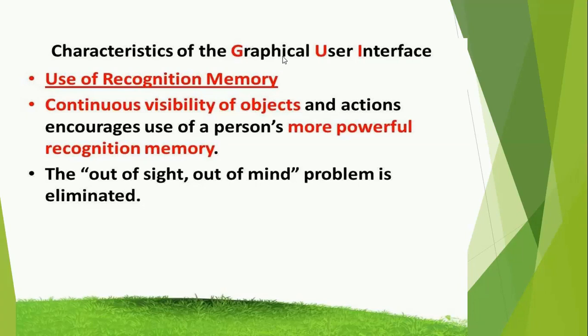Suppose you are seeing a mobile, and sometimes the screen displays a dark background. Think about that: you don't feel like seeing that black background. If some object appears on the screen, then you feel like seeing it, isn't it? So now the system makes use of the person's recognition memory. Continuous visibility of objects and actions encourages a person's powerful recognition memory.